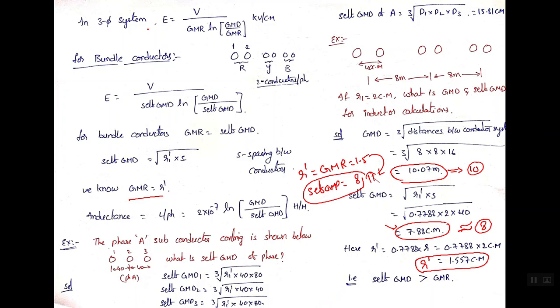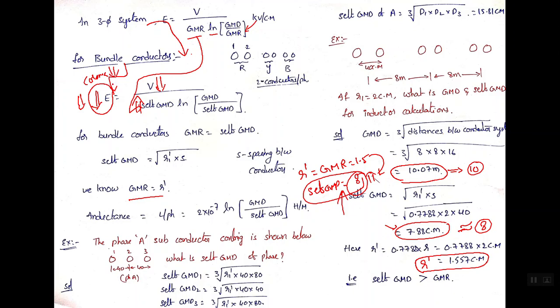In the case of a three phase system, the electric field intensity is V by GMR ln of GMD by GMR. But in the case of a bundle conductor system, we have to replace this GMR with self GMD. Here the self GMD is higher, so the electric field intensity decreases. That is, the voltage gradient also decreases. Whenever the voltage gradient or electric field intensity decreases, the corona loss will decrease.